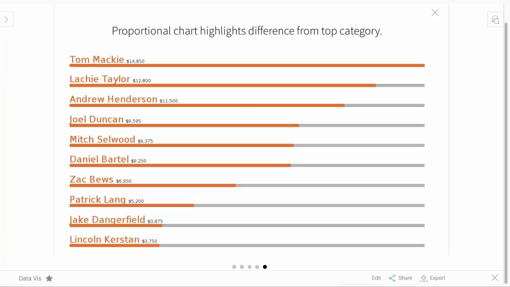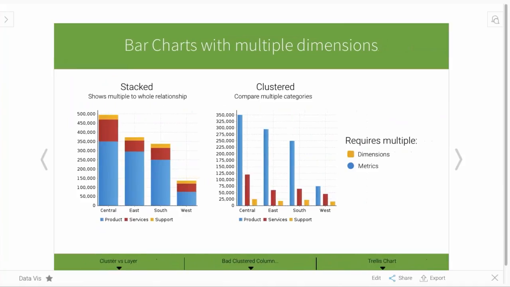And just like line charts, there are some variations on bar and column charts too. So you can do a proportional bar chart, which is great for showing how close values in different categories come to the highest category. So they're very good at assisting us to see proportions. And just like line charts, you can also add additional dimensions to your bar and column charts as well. So just like in line charts, a stacked column chart is best for seeing how the total is made up of those different categories, whereas clustered column charts are better for comparing the different categories against each other.